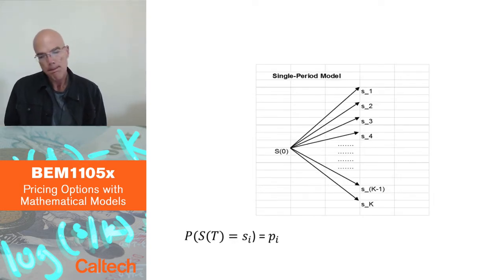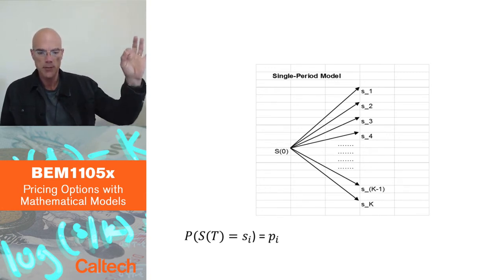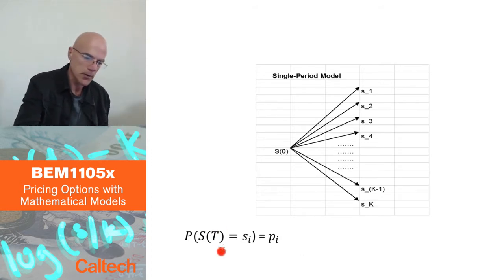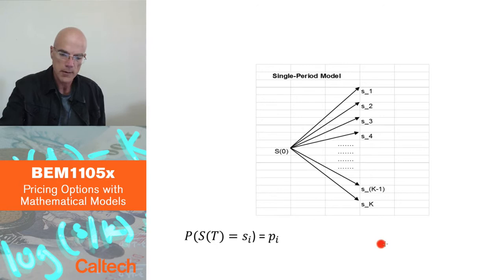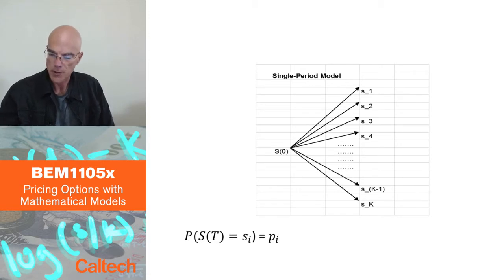The simplest discrete time model is a one-period model or single period model. So we only have time 0 and time capital T, which I'll probably just call 1, time 0 and time 1. And there are maybe finitely many stock prices, S1 to Sk, and some probabilities Pi, such that the probability that the stock price in the future is Si is equal to Pi. So this is just a generic description of a one-period model.